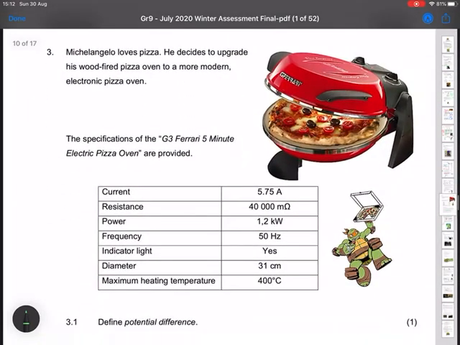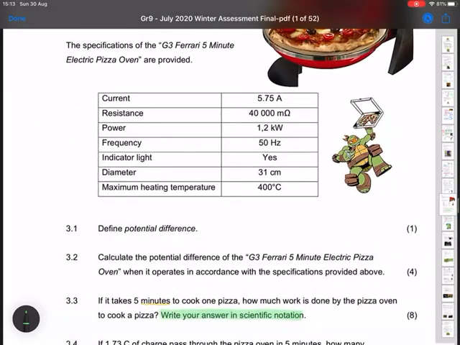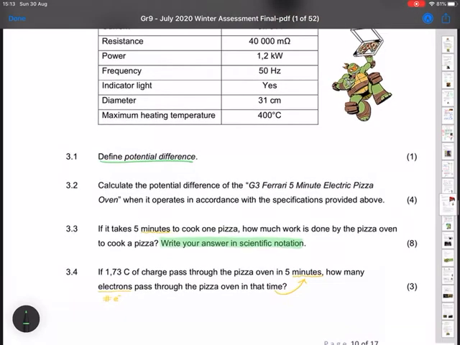Okay, question 3. This was an electricity question about the pizza oven. Define potential difference. Again, go find that definition in your notes. Calculate the potential difference of the pizza oven. By the way, this same definition, guys, was inadvertently tested in your controlled task from term 2. Calculate the potential difference. So we need to calculate V when it operates in accordance with the specifications provided above.